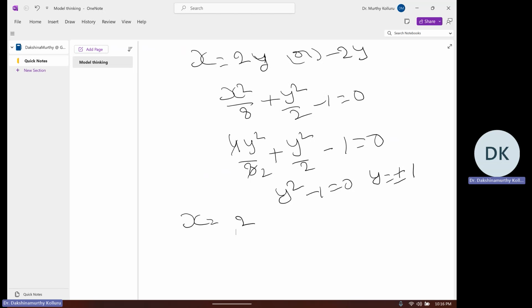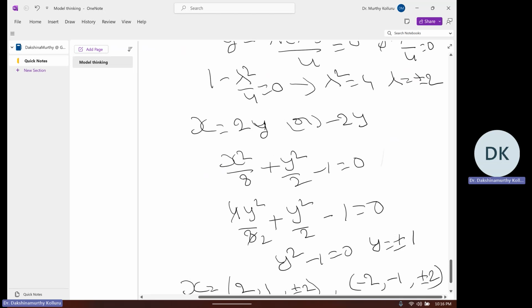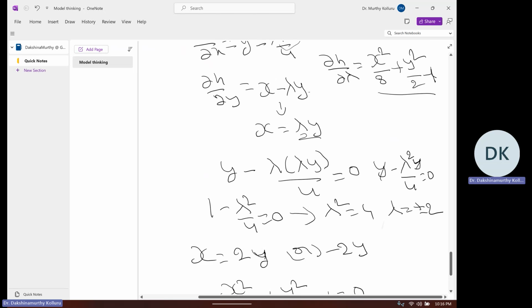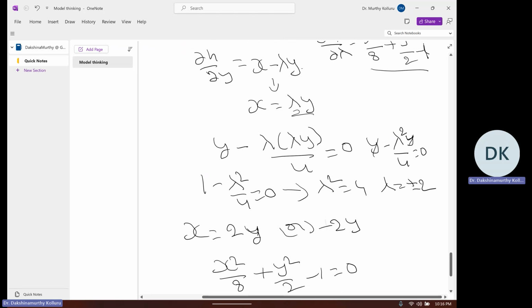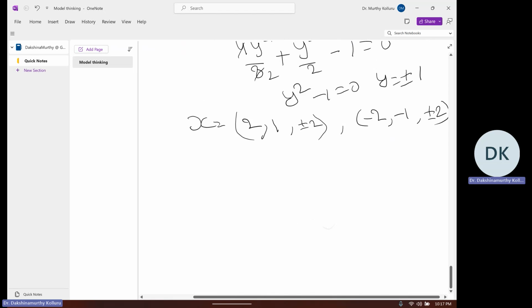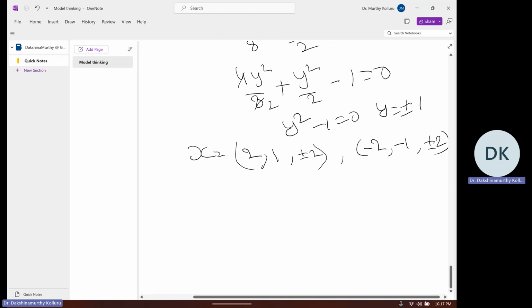So my final solution: when y is equal to 1, x is equal to 2, and lambda, it didn't matter, plus or minus 2, and then minus 2, minus 1, again plus or minus 2. Because lambda is equal to plus or minus 2 when I substituted in, x is equal to plus 2y or minus 2y, it didn't make a difference because the constraint had these equations squared. We now have the critical points 2, 1 and minus 2, minus 1.